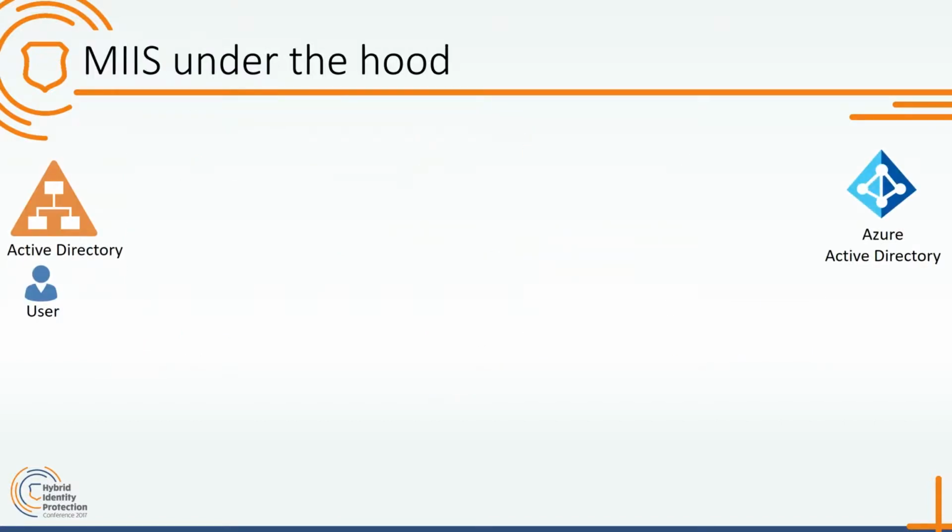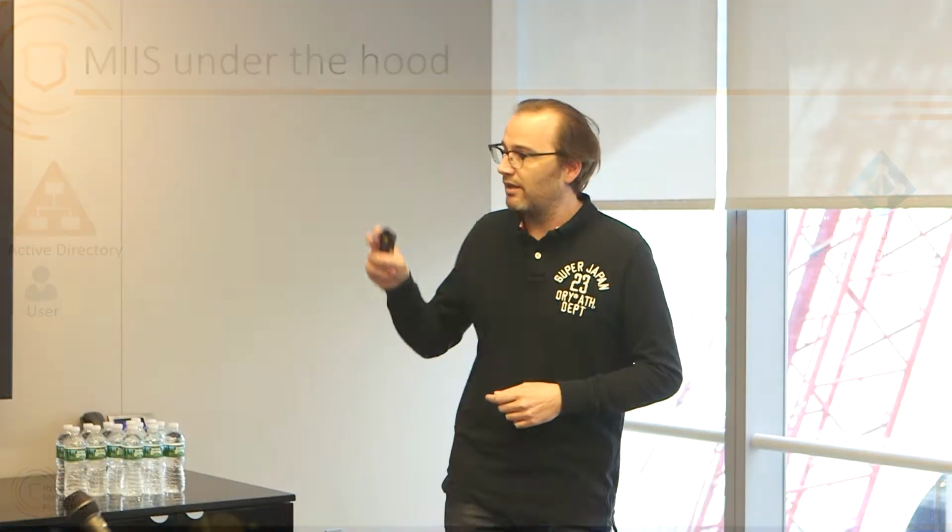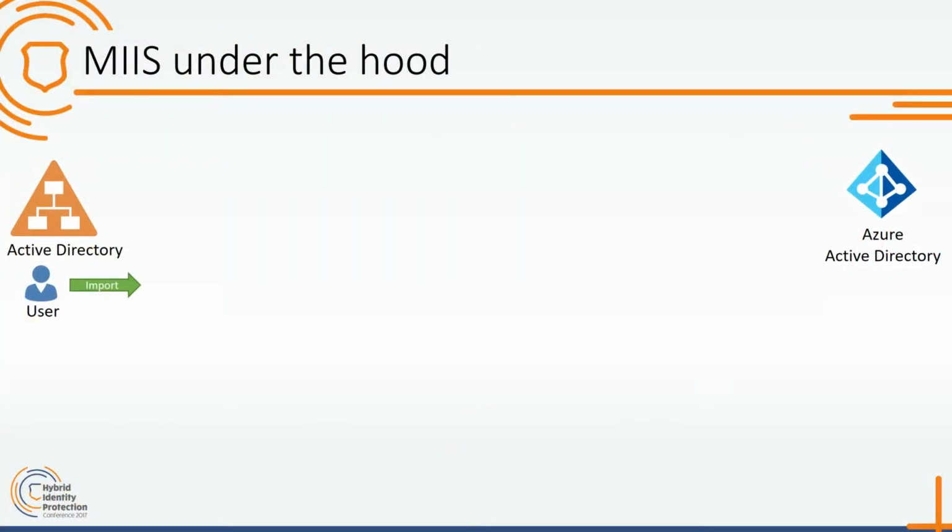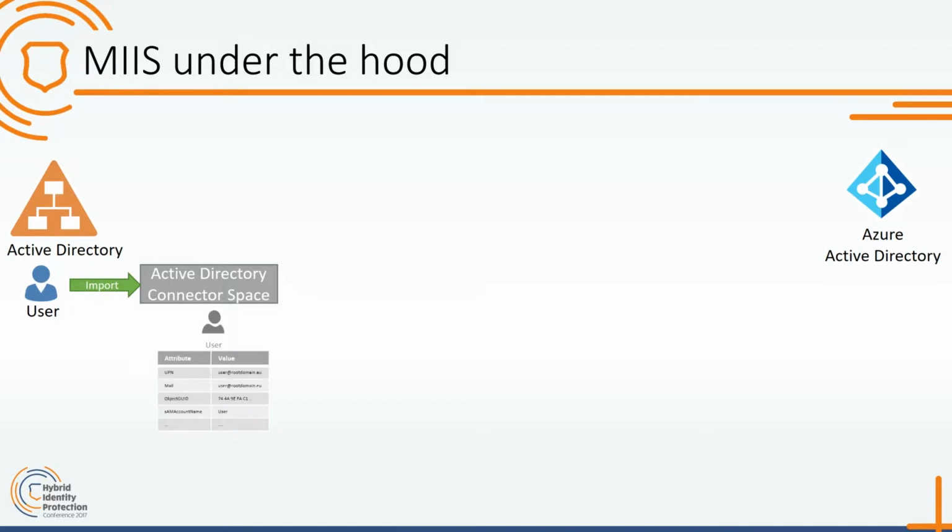So forget about it. So how does MIIS work under the hood? On the left side, you have Active Directory, you have a user account, and ultimately we want to send that user account over to Azure Active Directory, right? We want to synchronize it. So Azure AD Connect basically imports that user account, or all those users' accounts, and copies it into what they call the connector space. So there's a management agent connecting to your Active Directory. That agent has a connector space and it reads all your users and stores them. It's still a user object. You have a UPN, you have an email, you have an object GUID, all kinds of different attributes are stored in that as well.